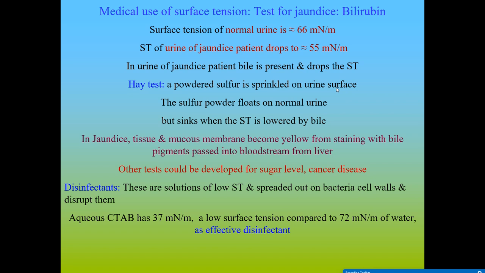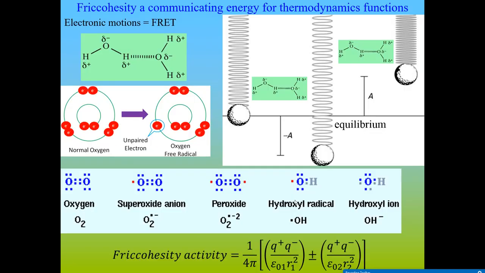So we could check that. Surface tension is also a very interesting physicochemical property, and jaundice could be checked with this simple device. This is called the Hay test. He was a scientist. Similarly, disinfectants, because their surface energy is the least, can enter the bacterial cell wall and disrupt it, and then they act as a disinfectant.